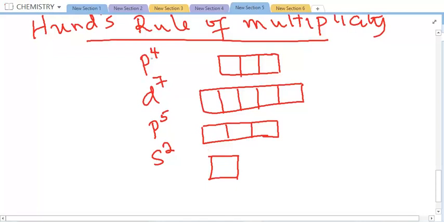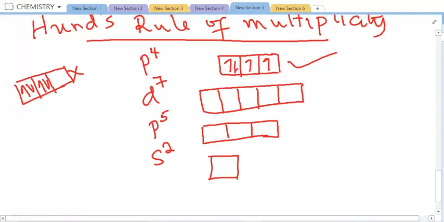Now, the rule says you fill electrons singly into all the available orbitals before you fill the pair. So you have 4 electrons: 1, 2, 3, 4. This is the correct way to fill electrons. It would be wrong to do it like this: say you have p, you have 3 types of p, and you now say 1, 2, 3, 4. This is wrong. You fill electrons singly into all the available orbitals, then you come to fill their pair.